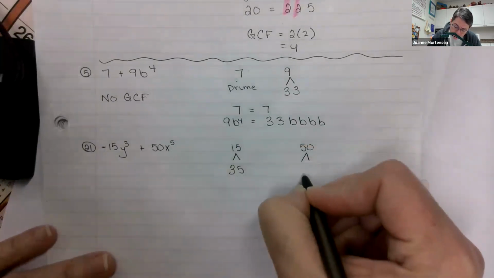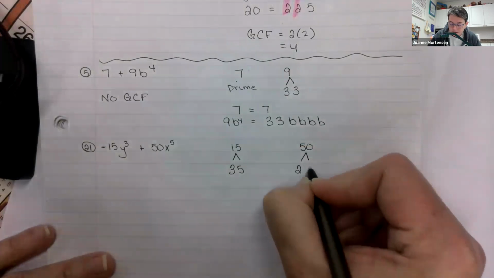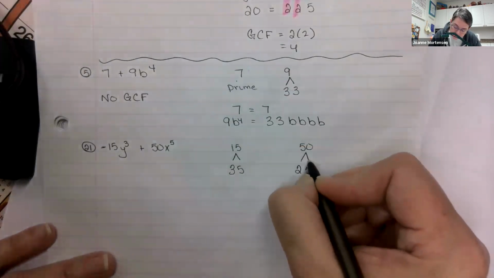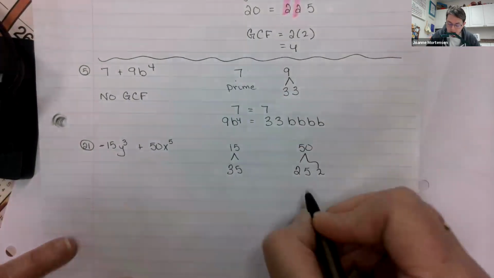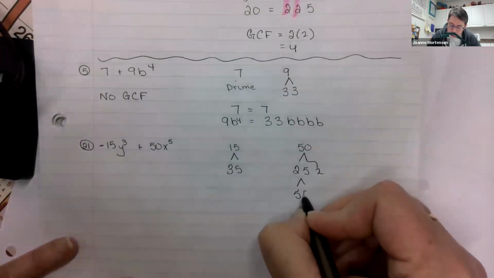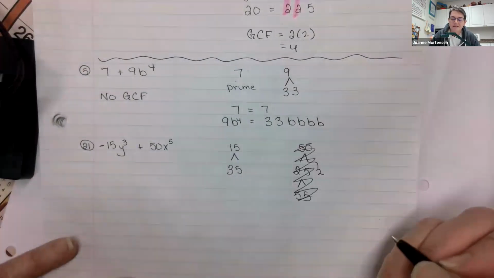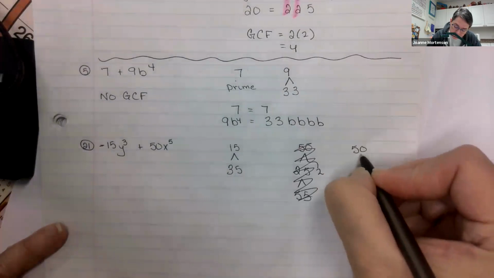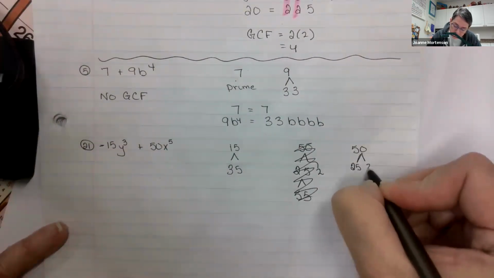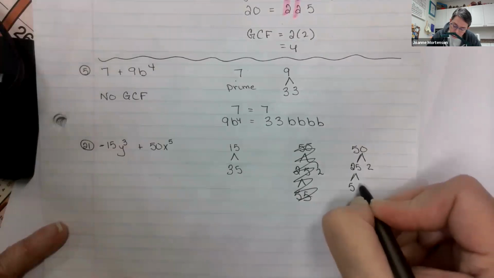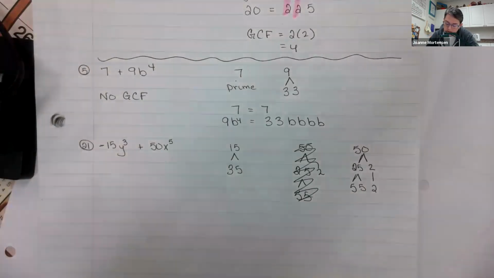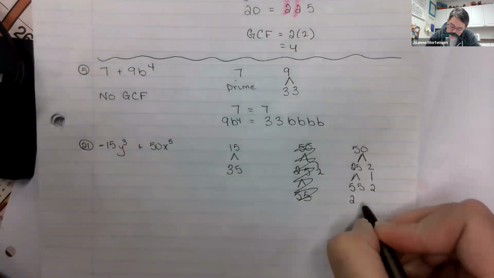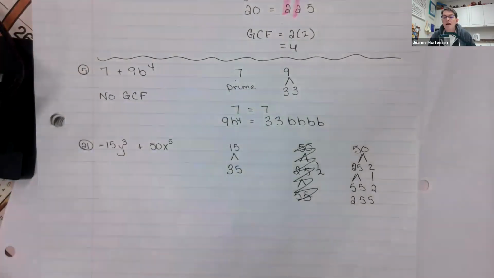3 and 5. 25 and 2. I made that way too big. Sorry. Let me start over. That looked awful. 50 is 5 and 2, and 5 and 5 and 2. And I'm going to flip that around: 2 and 5 and 5. Best practice. It's one of those things you don't have to, but you're going to miss common factors if you don't put stuff in order.